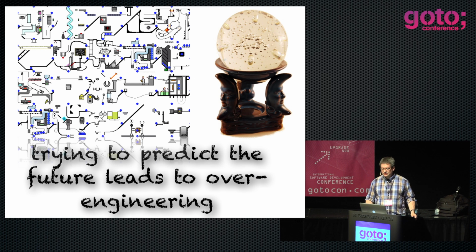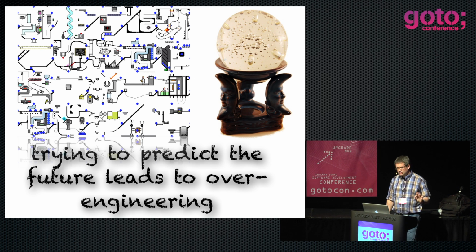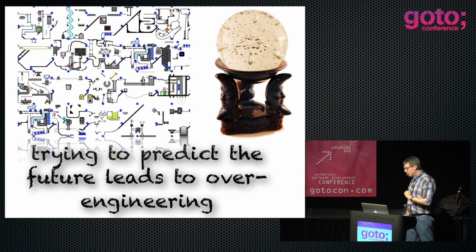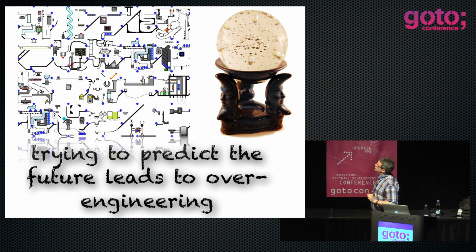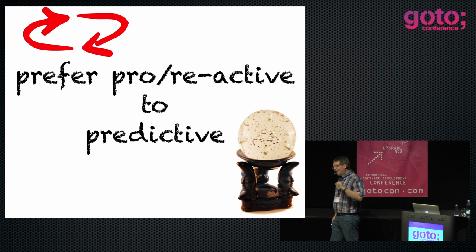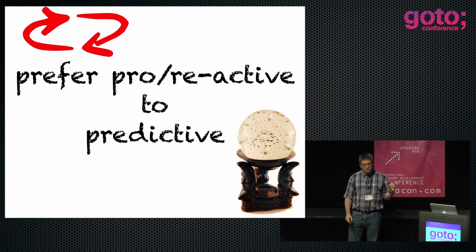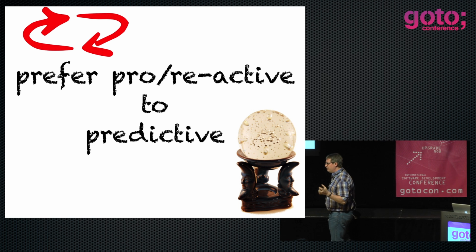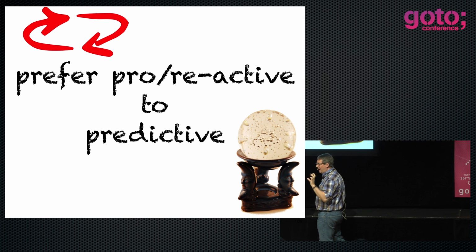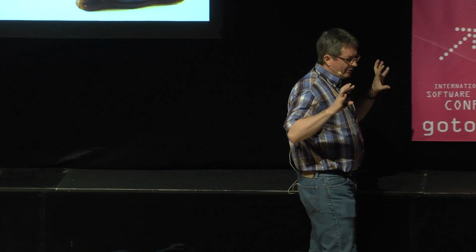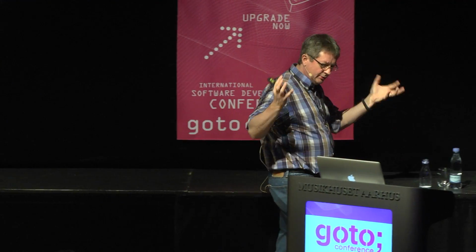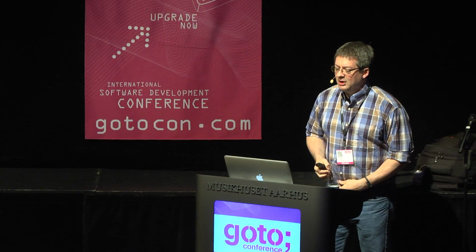Trying to predict the future leads to over-engineering, which is a bad thing. And this is going to be a subtle distinction, but I think a really important one. In the agile world, we prefer being proactive and reactive to being predictive. We're not trying to predict the future. What we're trying to do is be proactive about things we know are going to happen in the future, and then be instantly reactive as things happen in our code base that we need to respond to. The combination of proactive and reactive works much better than trying to get better and better at predictive, because as any street corner psychic will tell you, trying to get better and better at predicting the future is really, really hard to do.